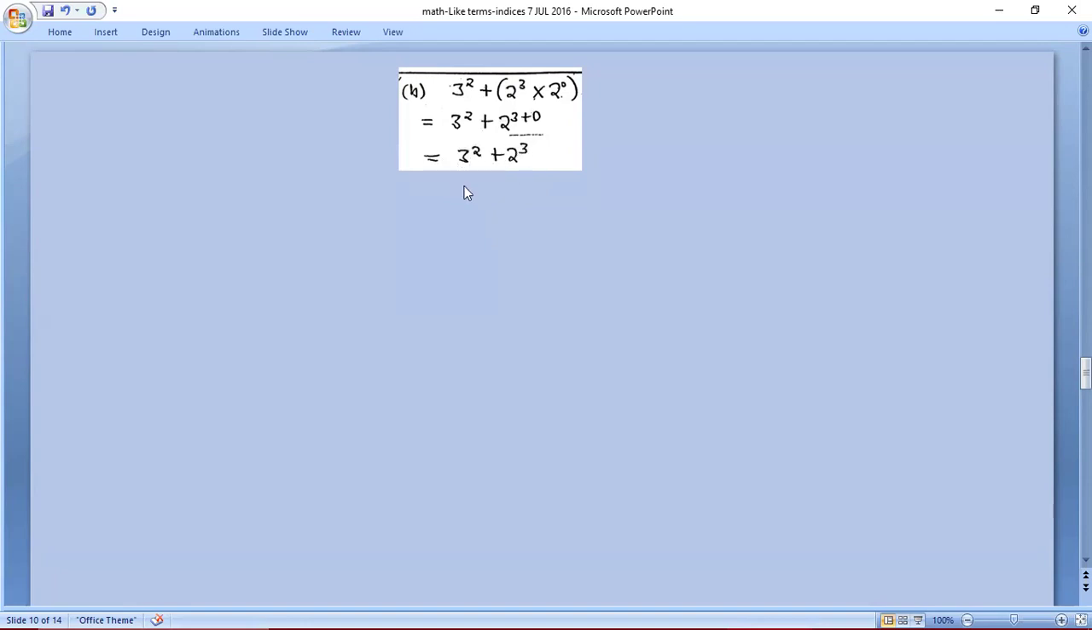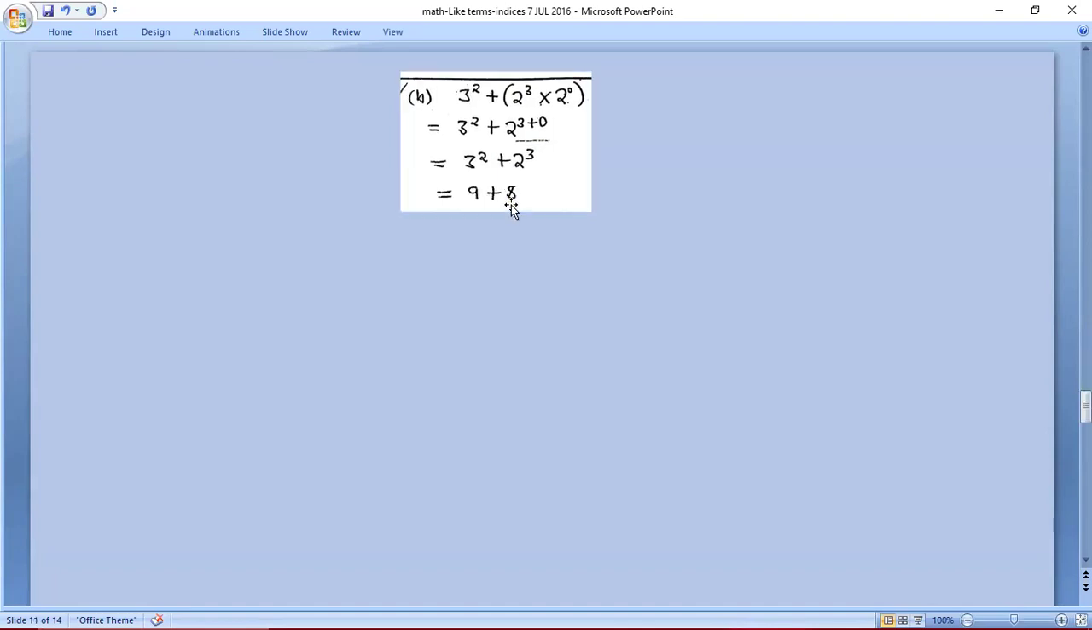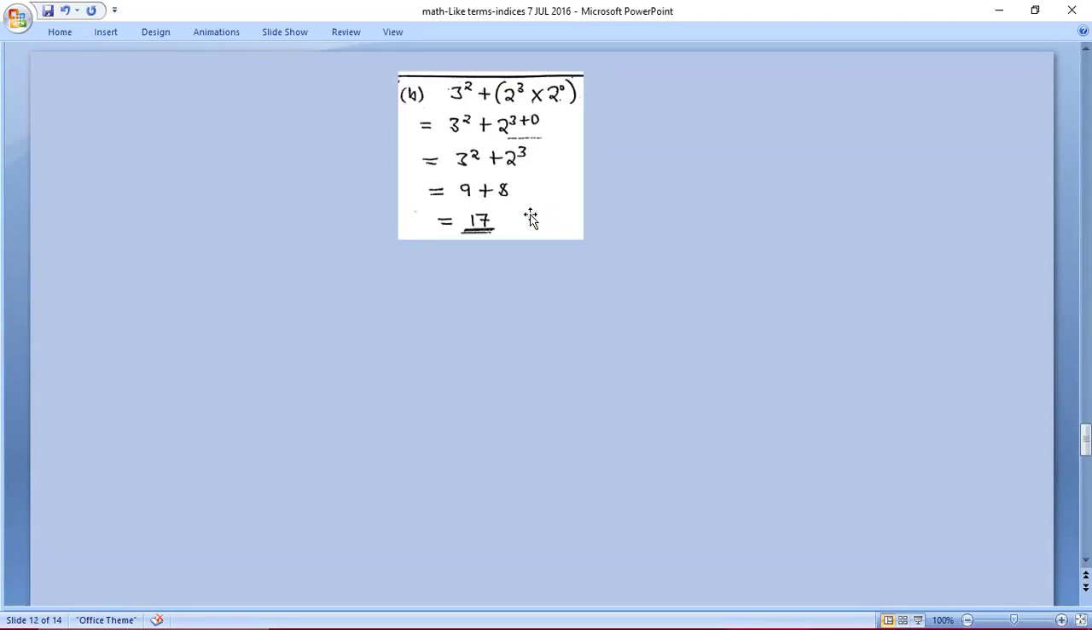These are different. And the best way to do this is just to expand them. That's the best way to deal with numbers. Just expand them. Do not assume anything. Don't do any shortcuts. Just expand them. So 3 to the power 2 is 9. 2 to the power 3 is 8. And 9 plus 8 is 17. So that's your final answer.